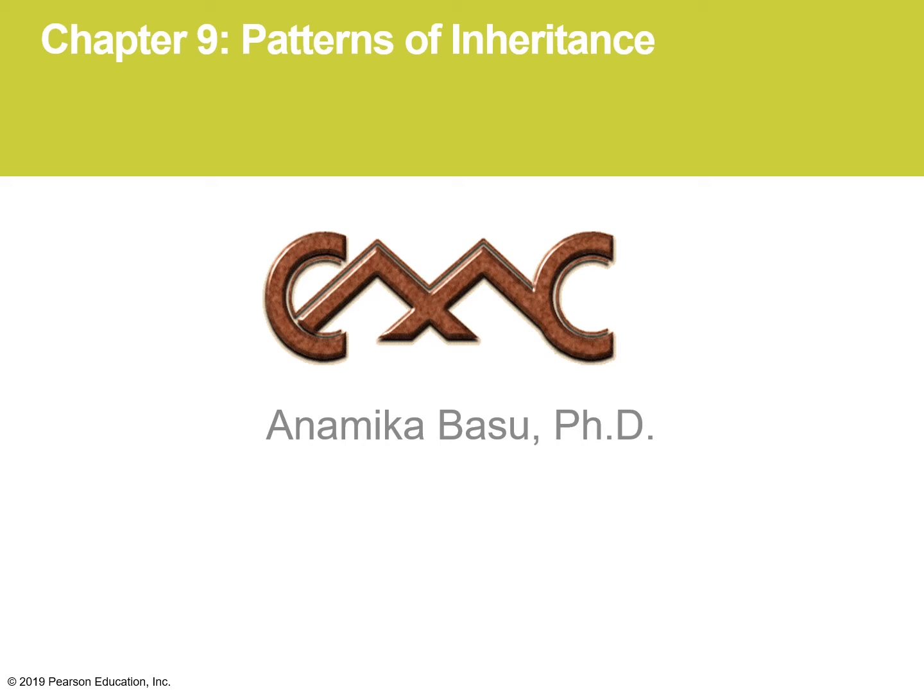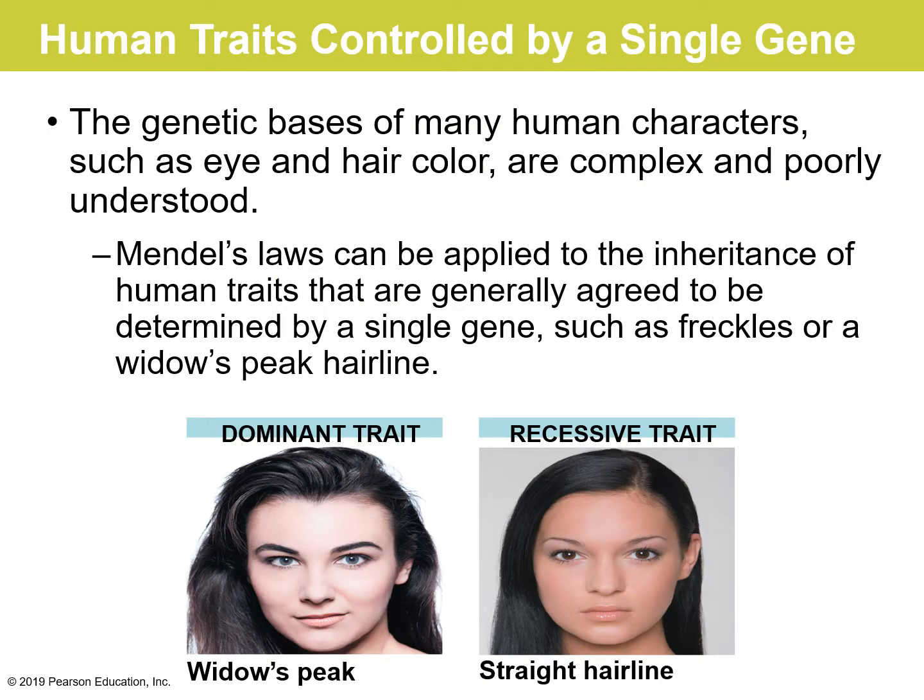Chapter 9, Patterns of Inheritance, Part 2. The genetic reason behind many human traits or characters, such as the color of the eye and the color of the hair, is not very well understood. However, Mendel's laws can still be applied to the inheritance of human characters that are controlled by a single gene.